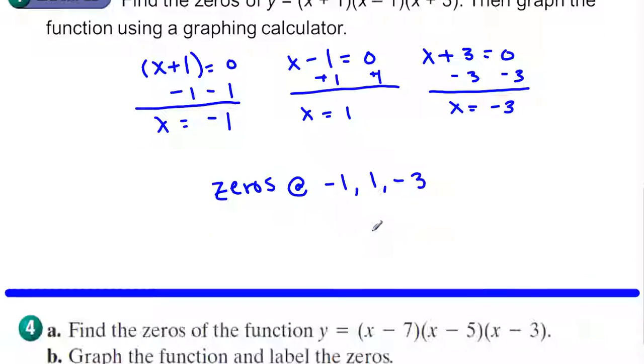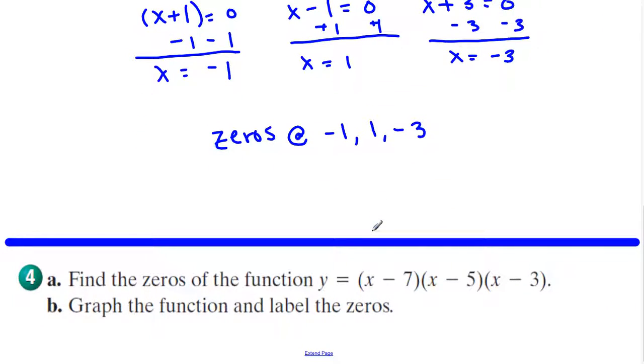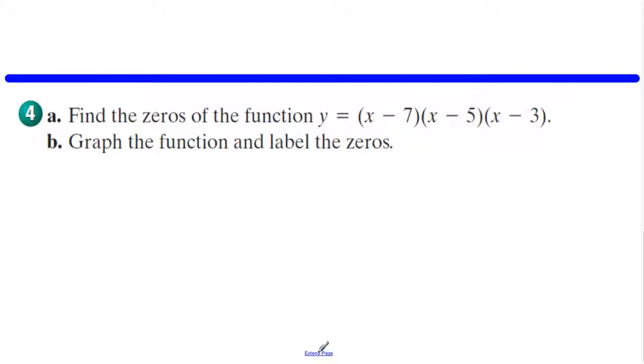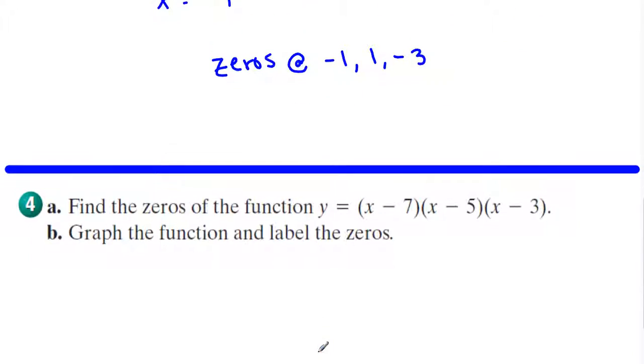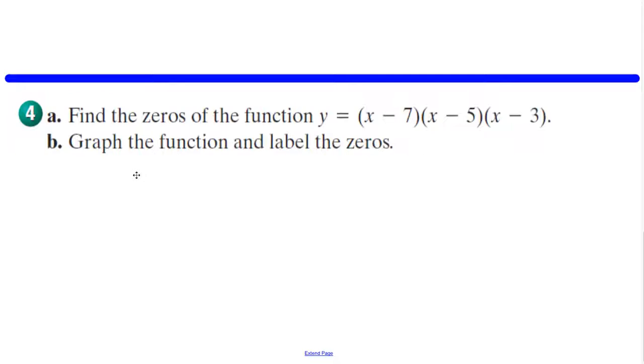Now, what happens if you have, and I'm going to go ahead and scroll down, something that looks like this: y equals x minus 2 cubed, x plus 1 squared. And let's throw in an x. We're really complicating this thing, right?